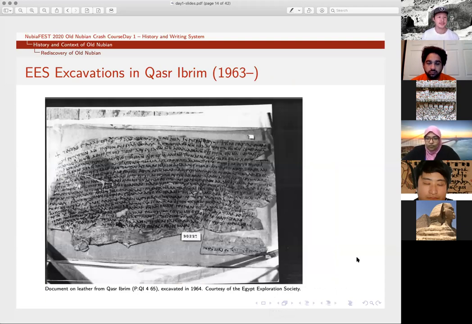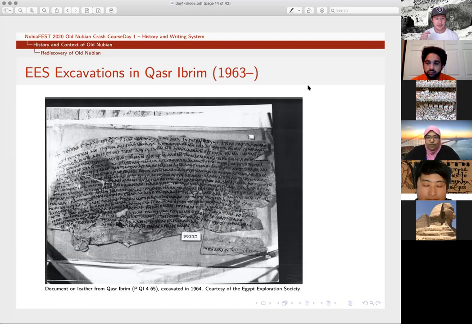Also very important in the history of description of Nubian are the excavations in Qasr Ibrim by the Egypt Exploration Society. They are important because Qasr Ibrim gave us an enormous amount of documents, not only in Nubian, but also in Greek and Coptic and Meroitic, and Arabic. And so they really showed the multilingual environment in which Old Nubian was a part. Right, so we are dealing with a society that was literate, not only in Old Nubian, but also in Coptic, in Greek, and in Arabic, especially in later centuries.